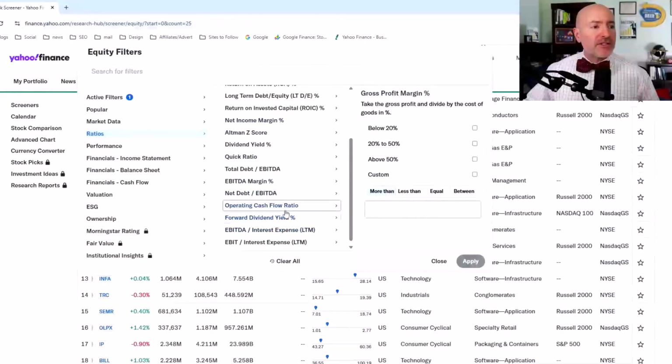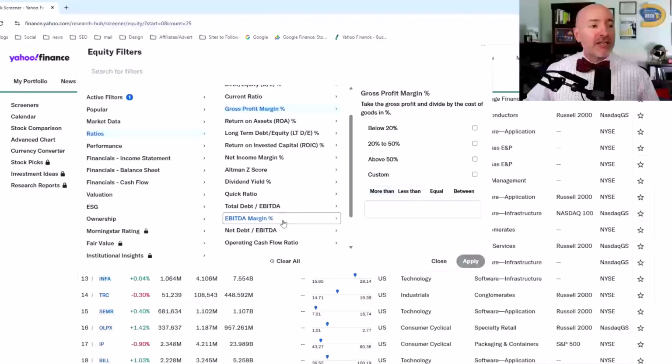Find EBITDA margin right here, okay? So these are going to be your main margins for profitability, your main profitability metrics. You've got the net income margin here. That's going to be your net income divided by your total sales. Your gross profit margin is going to be your gross income divided by your total sales. And then your EBITDA margin, that's basically your operating margin, okay? Your operating income divided by total sales.